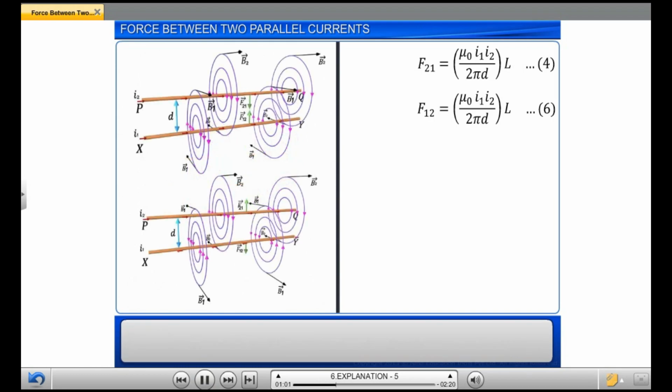Thus, the magnitude of the force F between two parallel conductors of infinite length L, separated by distance d, carrying current I1 and I2 respectively in them, is equal to mu naught I1 I2 by 2 pi d into L. Let this be equation 7. Therefore, the force acting per unit length of the conductor, F by L, is equal to mu naught I1 I2 by 2 pi d. Let this be equation 8.